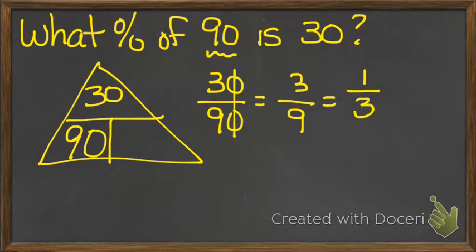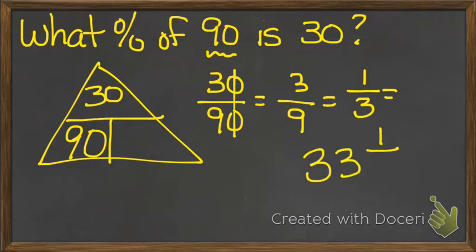Now, 1/3 is kind of a unique percent. Some kids have memorized this from last year. Some kids know it off the top of their head. Does anyone know what 1/3 becomes as a percent, Eddie? 33.3. Right. 33 repeating. But instead of saying repeating 3s, we say 33%.